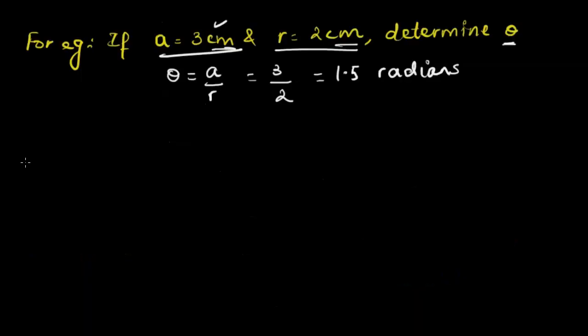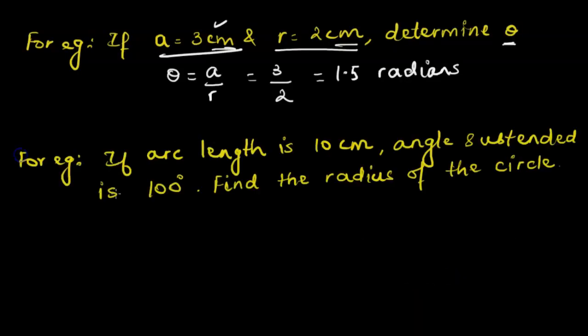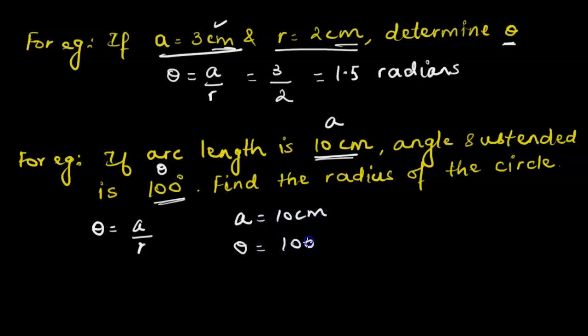Let's take up another example for the sake of practice. The question we are given is: if the arc length is 10 cm, so this is the a value, and the angle subtended is 100 degrees, that is theta, find the radius of the circle. We know theta, arc length and radius are related with the formula theta is equal to arc length over radius. We are given arc length equal to 10 centimeters. We are given theta is equal to 100 degrees.